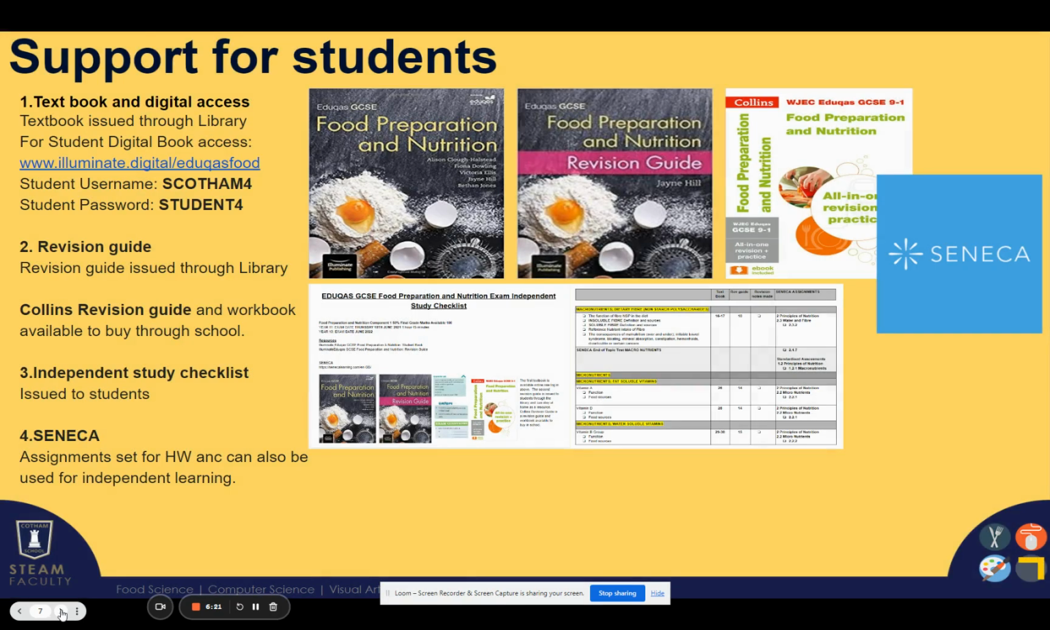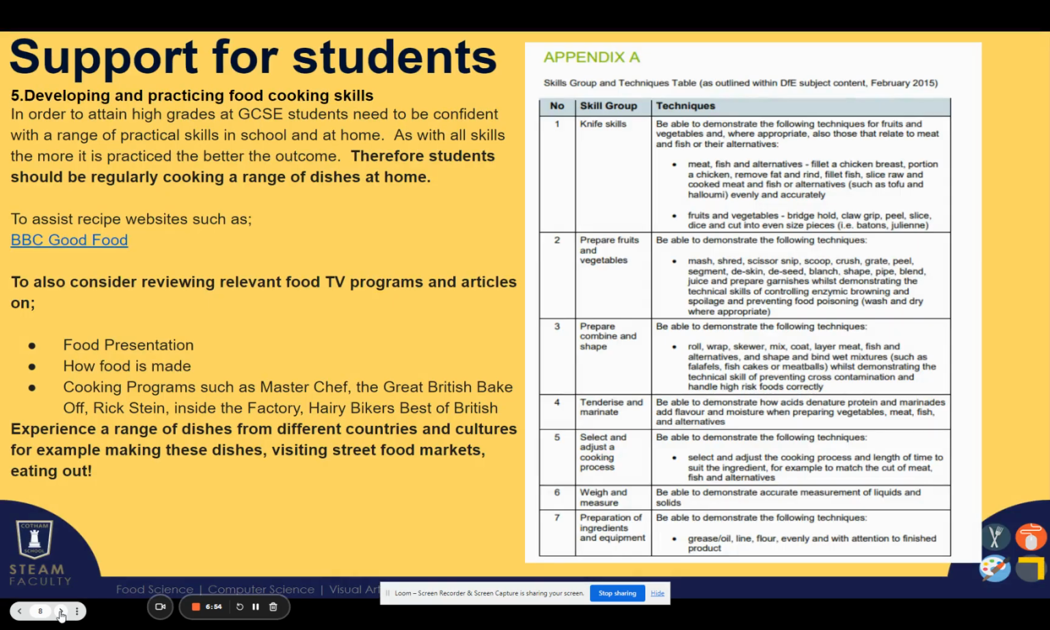In terms of supports for students, we have the online revision guide, revision book actually, which is this textbook here, which can be accessed through this web link. This is the password for all students to use, and here you will notice that we identify which page number is relevant for each topic. We do have a revision guide that is issued through the library, and we will also have for sale the Collins revision guide that will enable students to revise independently and at home. And as stated, the Seneca assignments are listed here that match each topic area.